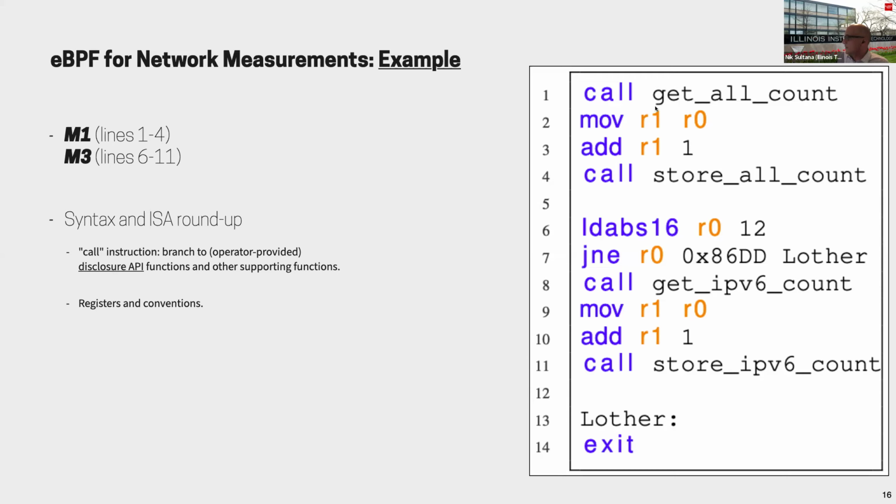So from R0 to R1, right? Because the return call of the function comes to R0, goes to R1, increment that, and then we're going to pass it to this other function. That's M1. M3 is lines 6 to 11, where here we're assuming Ethernet, we're reading the ether type, and then based on it being IPv6, it will apply the same idiom that we saw on lines 1 to 4. Okay, if it's not IPv6, then to just jump in and continue.